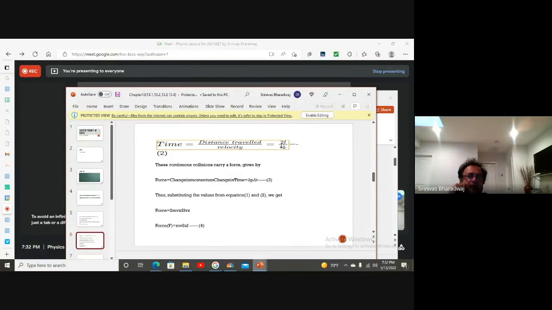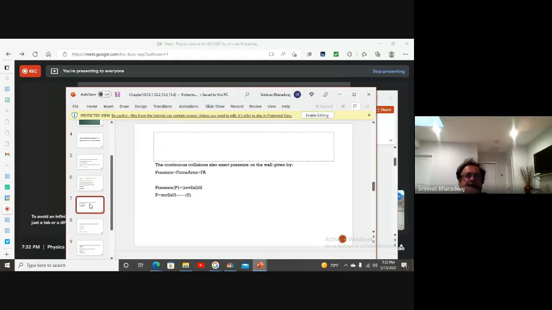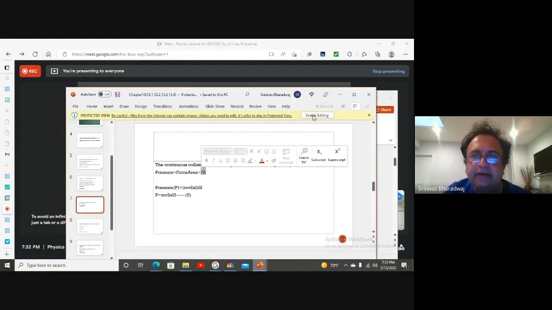Therefore you end up with mvx squared divided by l. Now, what is the pressure? Pressure is the force per unit area. I think I should get these things right, right?